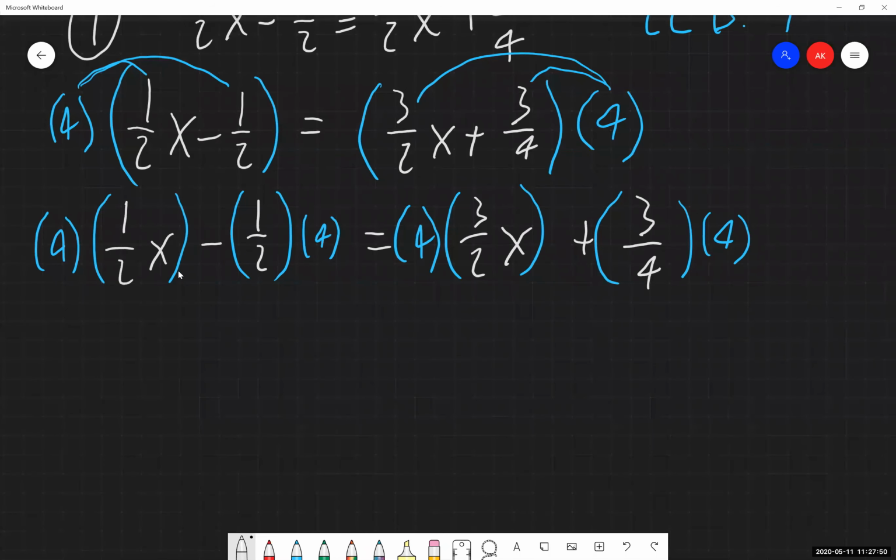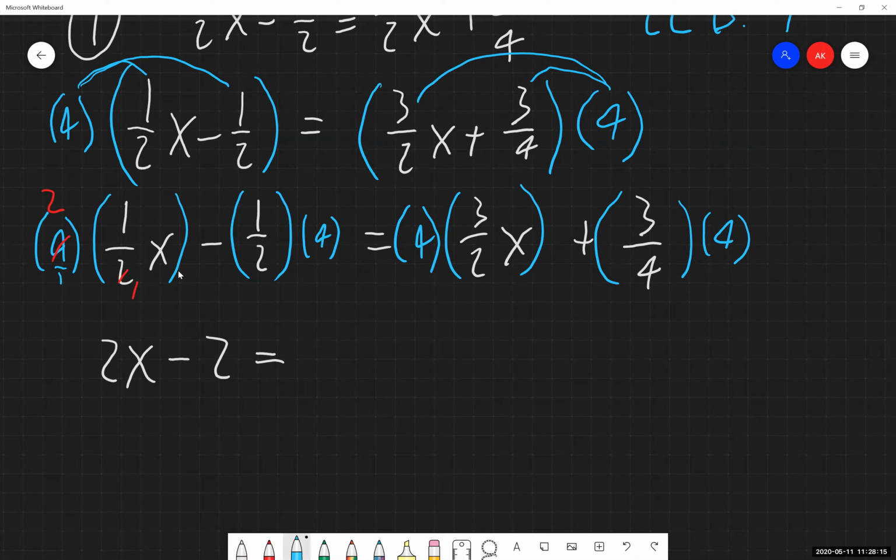So on the left-hand side, we're going to go left to right. I have 4 times 1/2 x. 4 times 1/2. Again, remember, all whole numbers are implied to be over 1. The 4 and the 2, those cancel. I get 2x minus 1/2 times 4. It's going to give me 2.